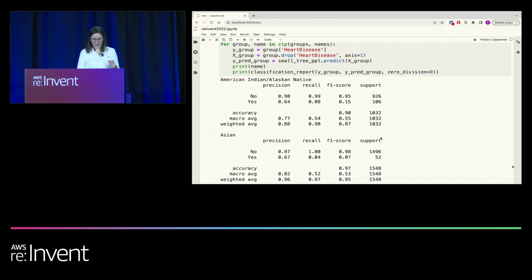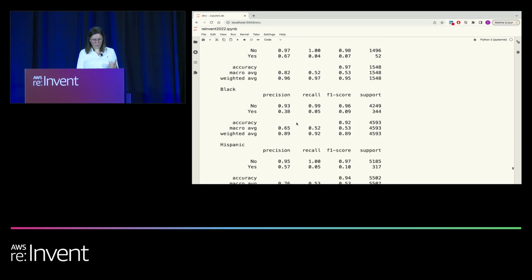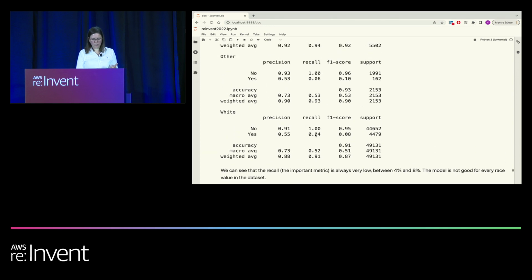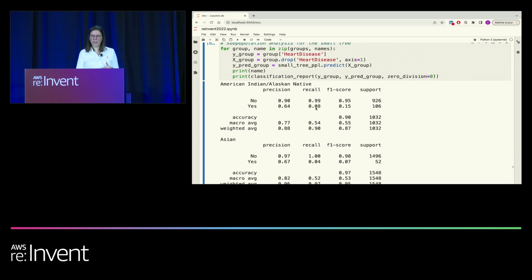classification reports, but for every race that I have in my data set. On my small tree, I can see here the result for the American Indian, Alaskan Native, for the Asian, for the black people, Hispanic, other, and white people at the end. And what I can see is that the recall, which is very important for me, is between 4% and 8% here. So, of course, it is from 1 to 2. But in fact, it is very low in all the cases. So there's not a big bias in this model.